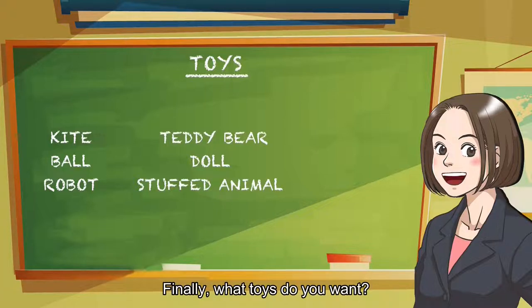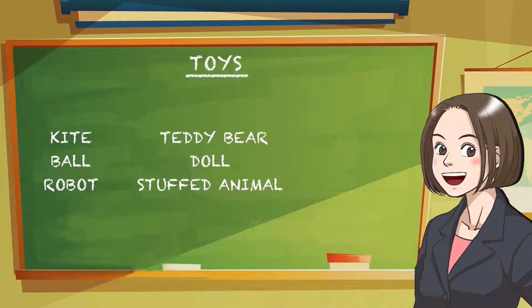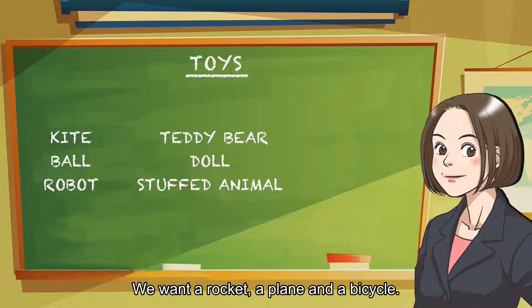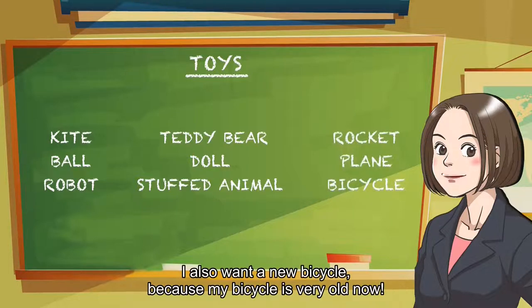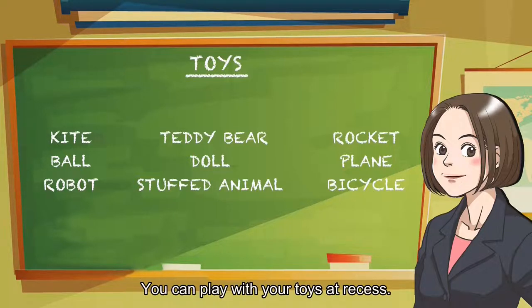Finally, what toys do you want? Yes, Jason, I know you want a dinosaur. Remember to raise your hand. What else? We want a rocket, a plane, and a bicycle. I also want a new bicycle because my bicycle is very old now. Well done, everyone. We can remember lots of toys. You can play with your toys at recess.